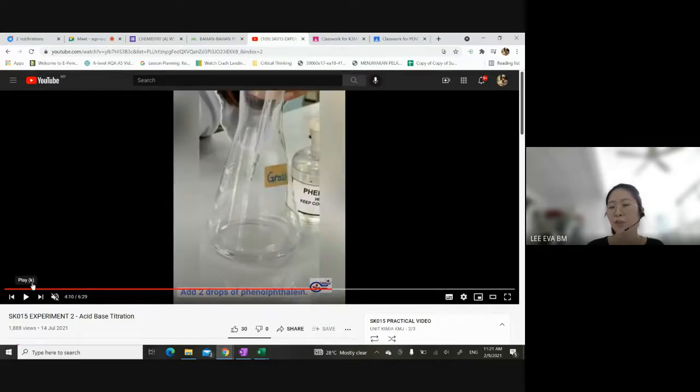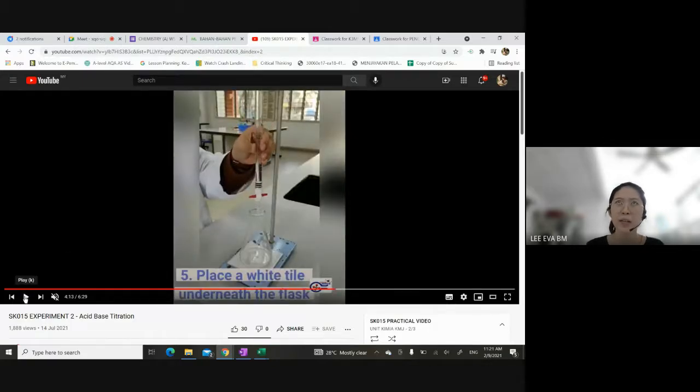And remember to add 2 drops of phenolphthalein. Phenolphthalein is actually your indicator. Nah, maksud indicator kita nak nampak warna. So kita letak phenolphthalein. So nanti bila dia sudah jadi basic, it will turn pink color. So in acidic, it is colorless. Okay. And then when it turns into basic, then it will change color. So that is the function of the indicator.